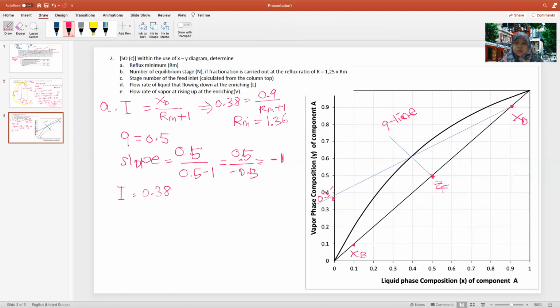Is that correct? Yes, ma'am. Yeah, plus minus. 1.37 actually. Oh, 1.37, yeah. Okay, right. Now, once you know the Rm, write your slope, your new intercept, which is xD divided by R plus 1, equal to 0.9 divided by 2.37, yeah.